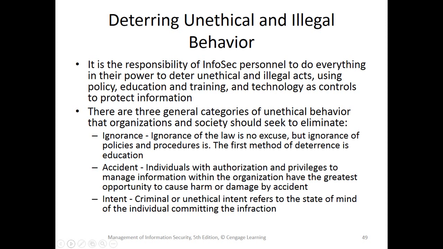Basically, deterring unethical and illegal behavior is the responsibility of information security personnel, who deter unethical and illegal acts through the use of policy, education, training, and technology controls and safeguards. And there are basically three general categories of unethical behavior, and organizations and society should seek to eliminate ignorance, accidents, and intent.